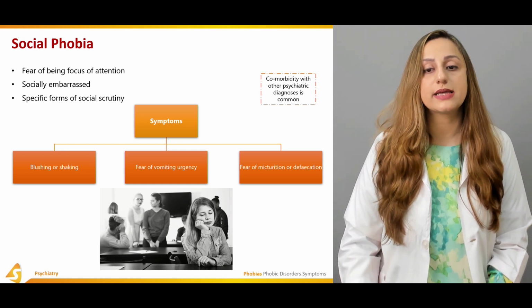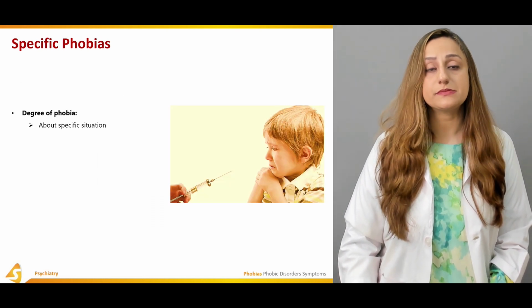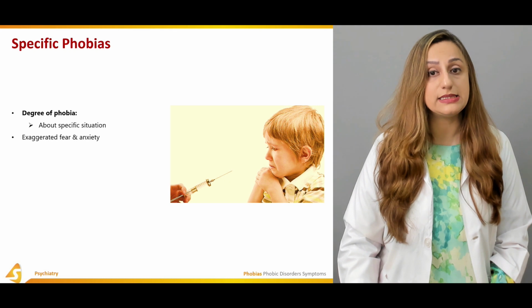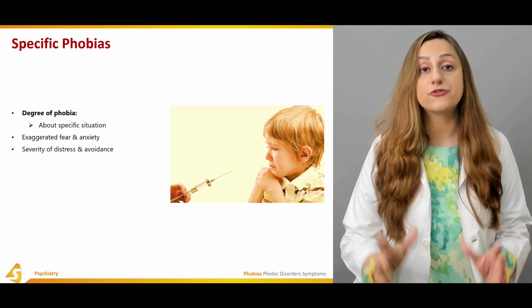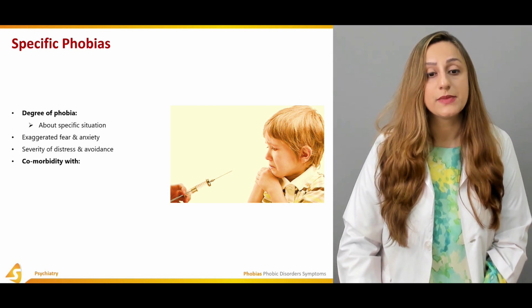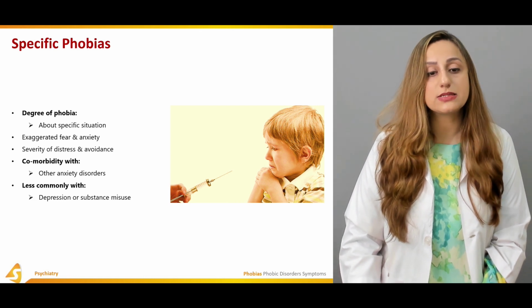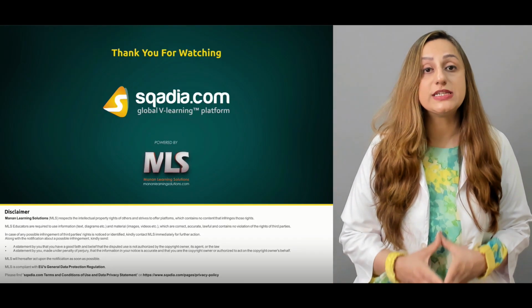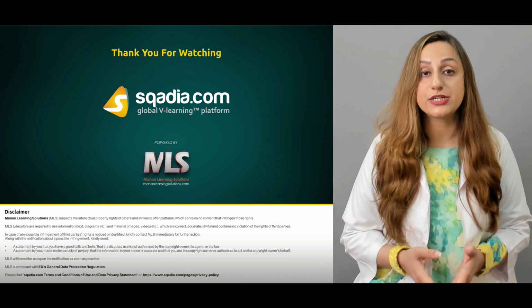The comorbidity with other psychiatric diagnoses is again very important in these cases. The degree of phobia depends on these specific situations. Exaggerated fear and anxiety is seen in these individuals, with severity of distress and avoidance of the particular situation that triggered the panic attack. It can be dental treatments or any other medical treatments as well. Comorbidity with other anxiety disorders is seen in these individuals, and it is quite less common with depression or substance abuse. So basically, in this section, we dealt with the normal signs and symptoms that the person will show if they are suffering from particular kinds of phobias.